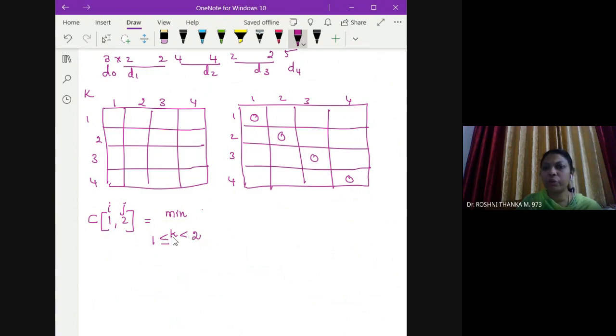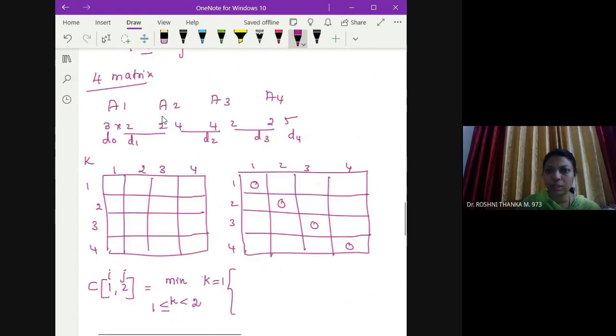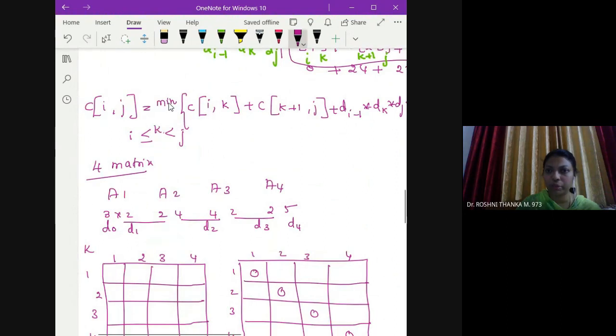If you find the range of k value which is greater than or equal to 1 and less than 2, what is the only value you have? The k value is 1. So we are going to calculate when k value is 1. I hope you understood. Greater than or equal to 1 means I can take k as 1, and less than 2 means 2 we cannot take, so only 1. So in this case we have only one k value, and let us substitute this according to this formula. Minimum of this one. So first C of i, k.